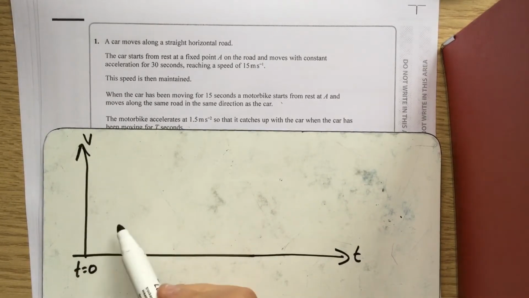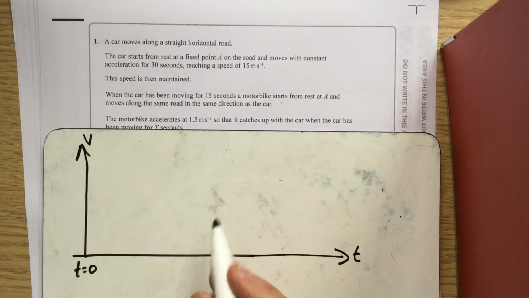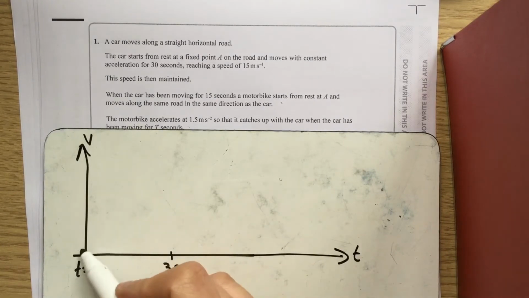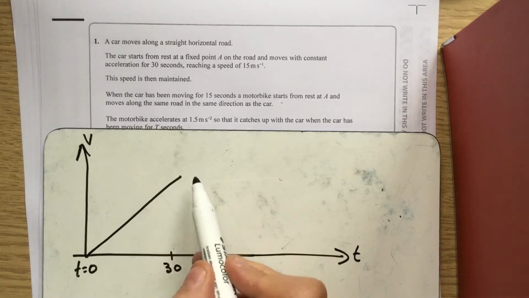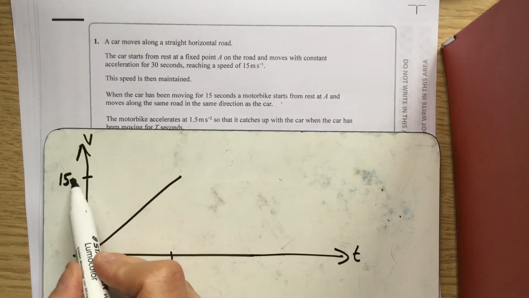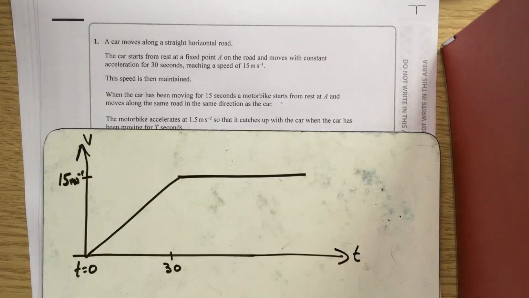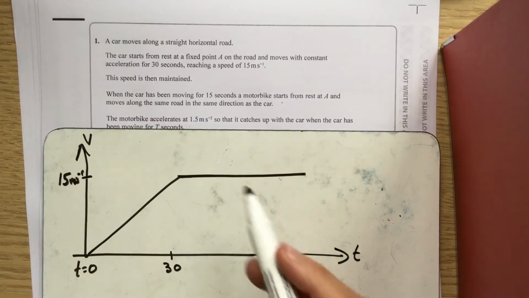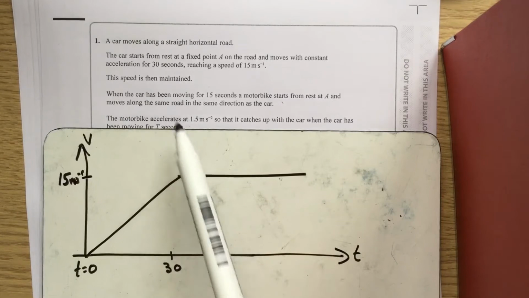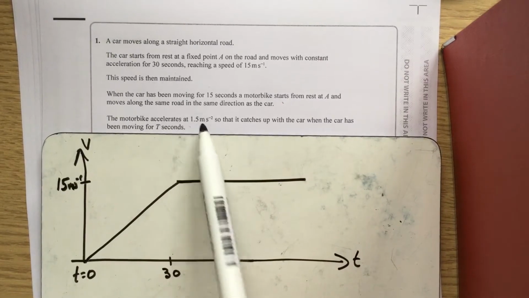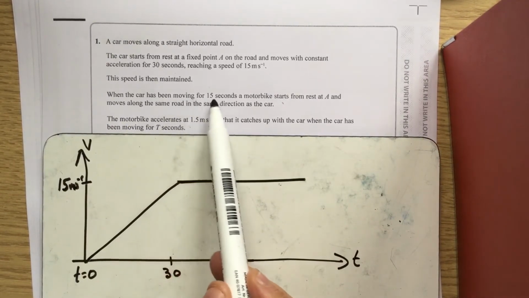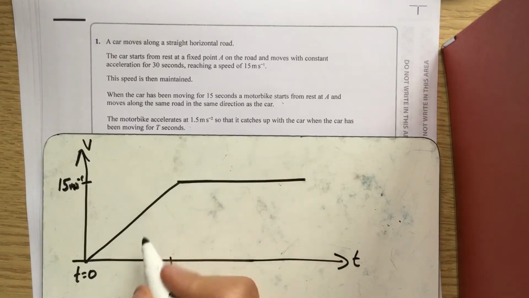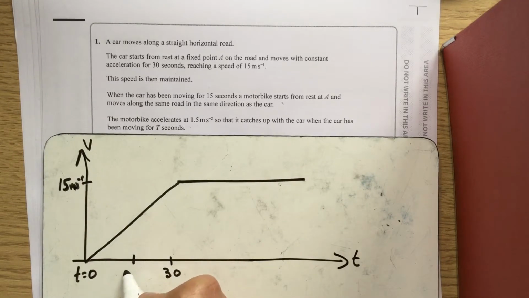It starts from rest and moves with constant acceleration for 30 seconds, reaching a speed of 15 meters per second, and then it maintains that speed. We're then told that the motorbike accelerates at 1.5, when the car has been moving for 15 seconds. A motorbike starts. So that 15 seconds would be in here, and that means its speed time graph is doing absolutely nothing for the first 15 seconds, and then it starts moving.